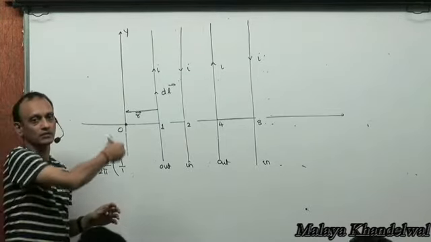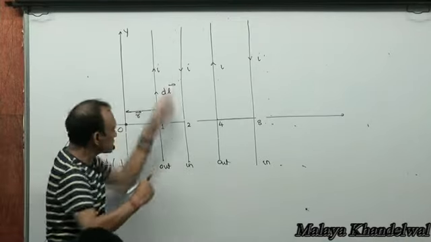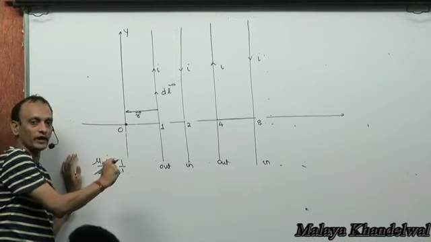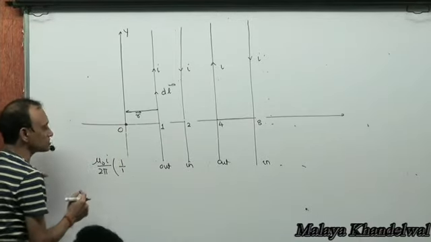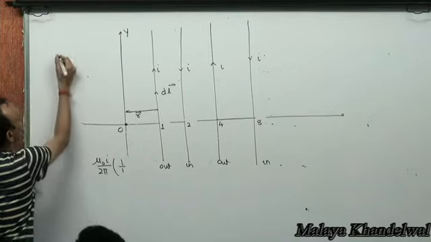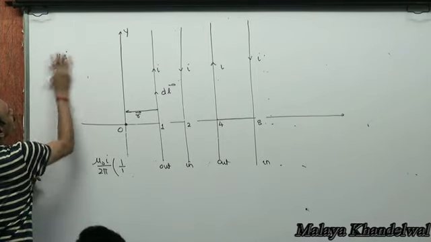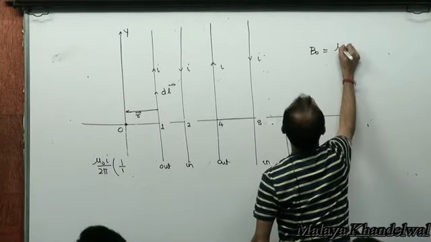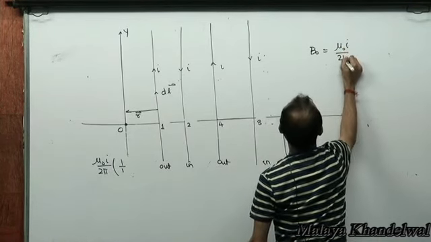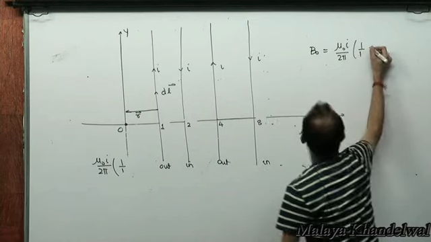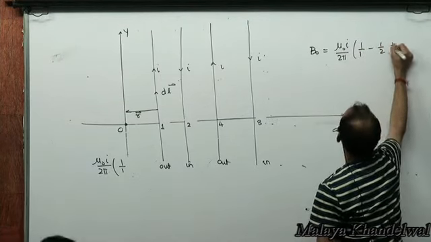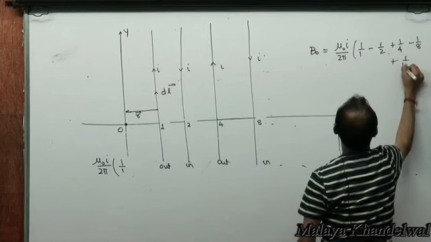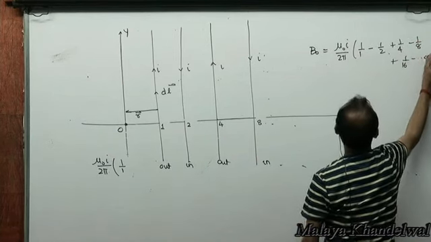All currents going in the downward direction will produce field into the plane of the board at O. So the net field produced out of the plane of the board at O is going to be mu naught I by 2 pi, times the first one, 1 by 1 minus 1 by 2 plus 1 by 4 minus 1 by 8 plus 1 by 16 up to infinity.